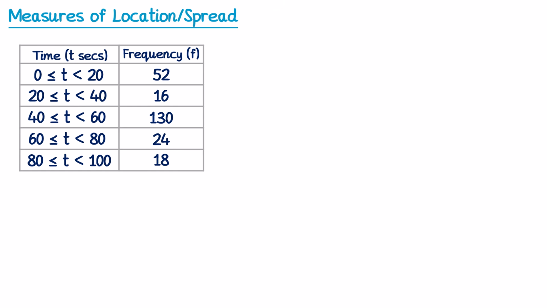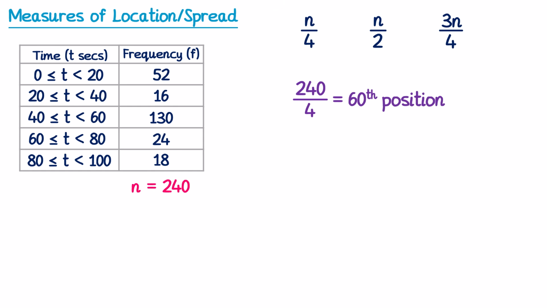Instead, we work out the values of n over 4, n over 2, 3n over 4 just like before, but we don't do any adding of 0.5 or rounding up. We just leave them as the value that these calculations give. So for this one, let's work out the value of n, and if we add up all of these, we get 240. Then we do n over 4, 240 over 4, which gives you 60. So the lower quartile is in the 60th position.